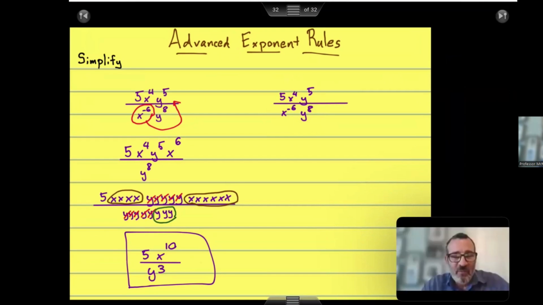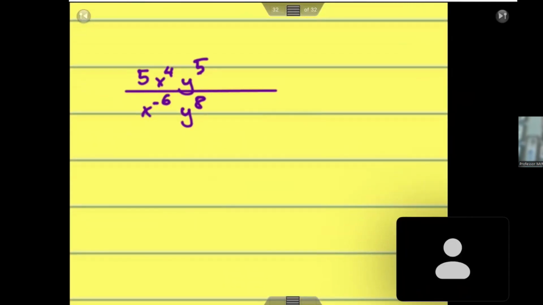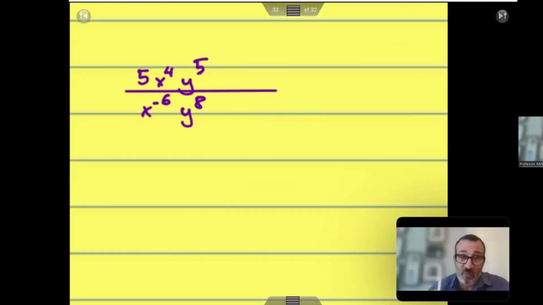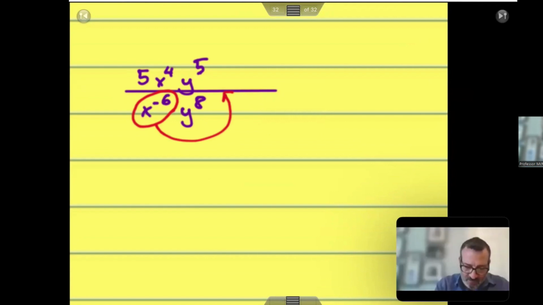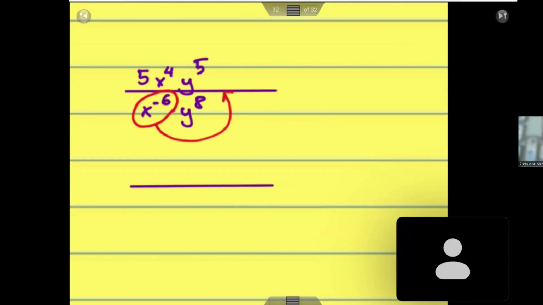Let's do this problem the quicker way, without having to write them all out. All we're looking at is right here. The first thing, if we can, is get rid of the negative exponents. How do you get rid of a negative exponent? If it's on the bottom, you move it to the top, and what happens to that exponent? It becomes positive. Correct. That's my only step.